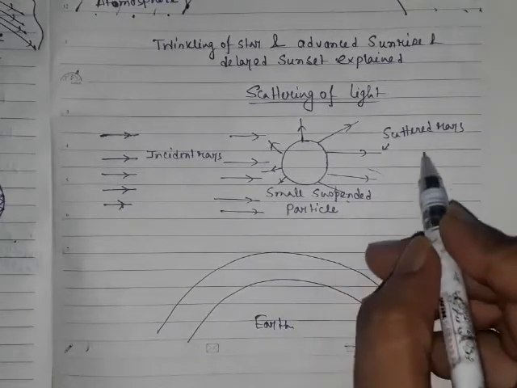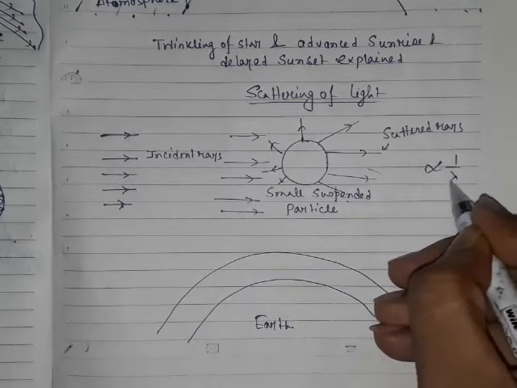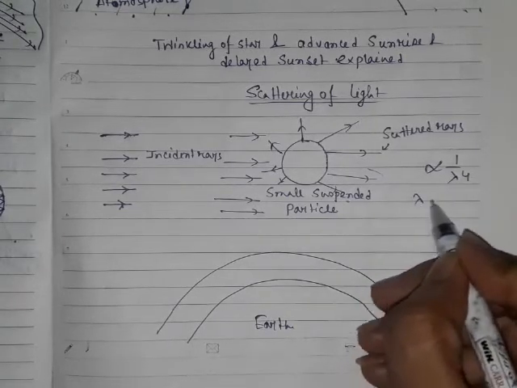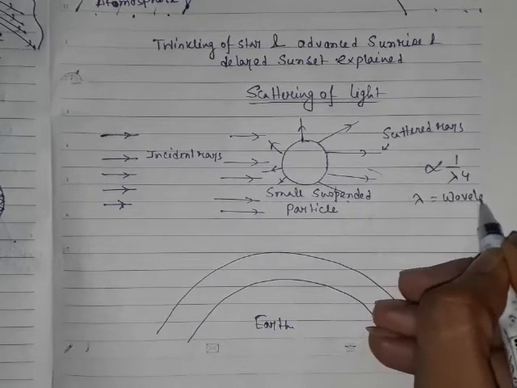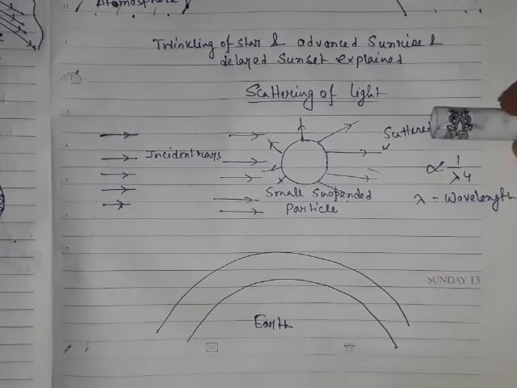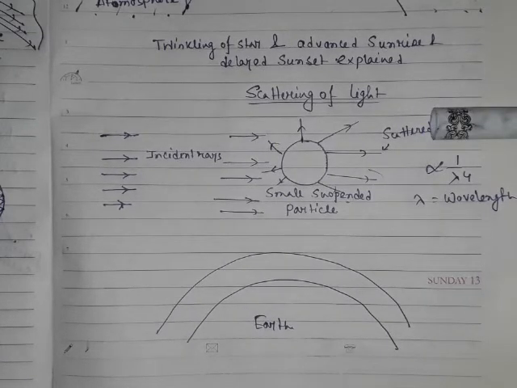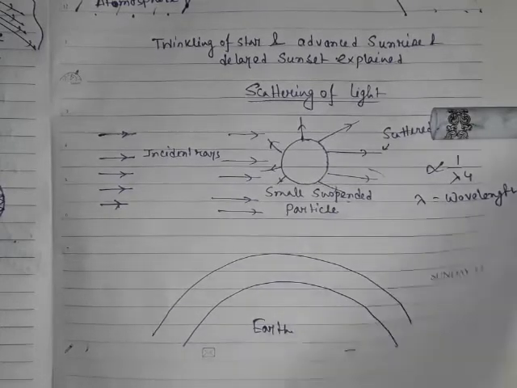Again, one thing I have to mention here about scattering: the amount of scattering is proportional to 1 by lambda to the power 4, where lambda is the wavelength. That gives you a brief idea about scattering. It is one kind of inverse proportionality. That means the lower the wavelength of your light, the more that light will be scattered.